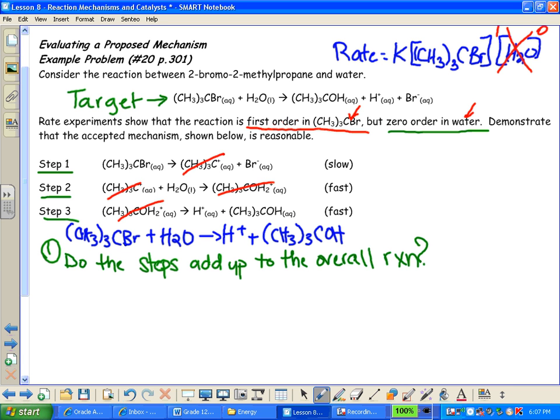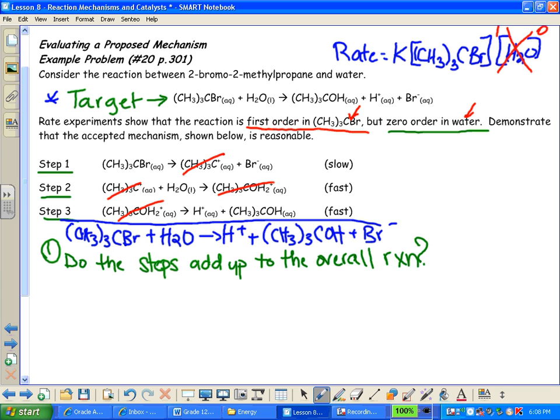Okay, so I'm going to put this. If we cross everything off and add up everything on each side, we want to see that this matches the target equation, right? Remember from above? If we look in comparison, oh, I forgot my Br, bromine ion, we'll see that it actually matches up.